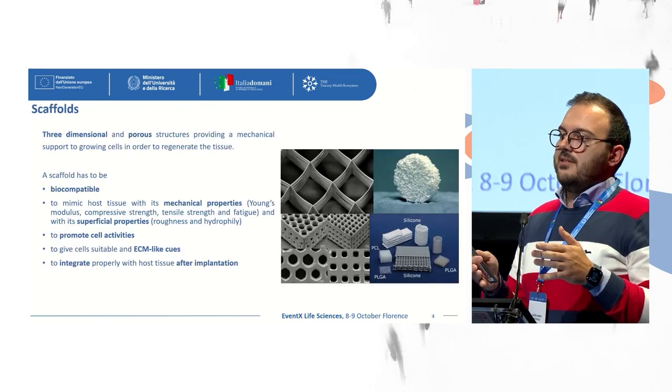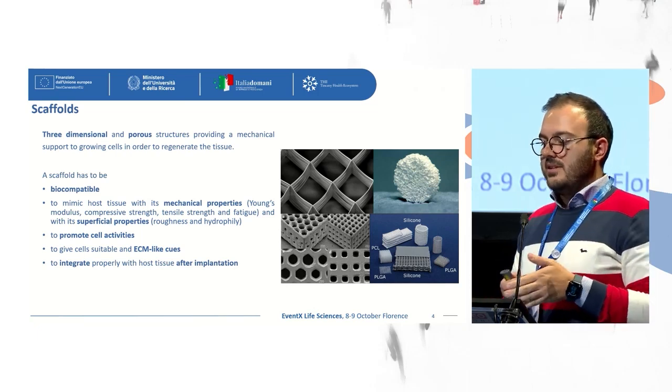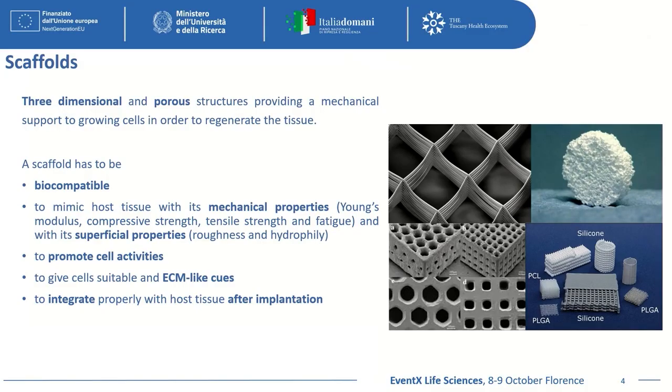Of course, a scaffold should have many properties in order to be compatible with the human. First of all, it should be biocompatible, and then it should mimic all the properties that are necessary to create a functional tissue. So, for example, it should have the right mechanical properties and give the right biochemical stimuli. In this way, the cells inside the scaffold can receive the proper cues in order to differentiate towards the right tissue.